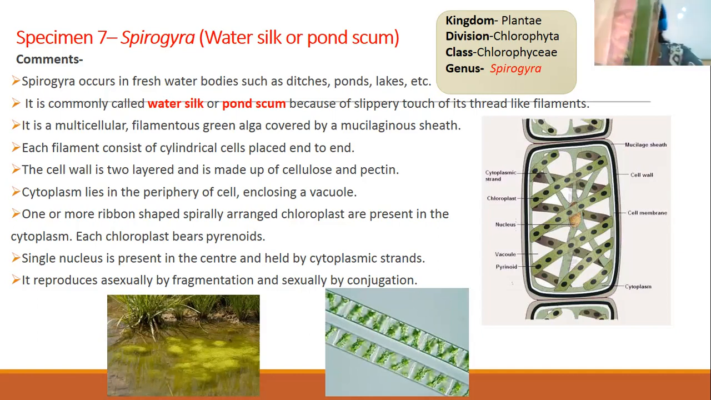Here you can see, this is the model of the Spirogyra. Here you can see this is the filament. This is the filamentous alga, which is a Spirogyra. Here you can see this is one of the cells of this Spirogyra, in which a spirally arranged chloroplast, you can see it. So this is the characteristic feature of this Spirogyra by which you can identify it.